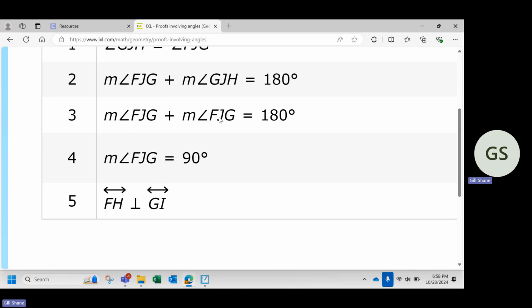So I need to divide by 2 to get rid of the 2. Well, if I divide by 2 on this left side, I've got to divide by 2 on the right side. That's how they got the 90, and that's why there's only one FJG now.